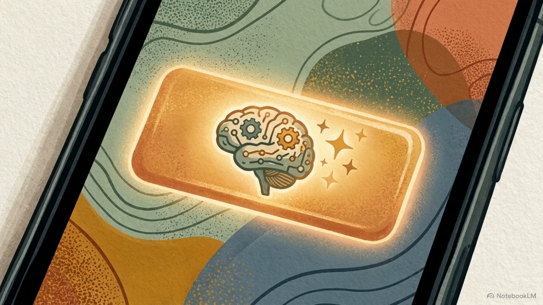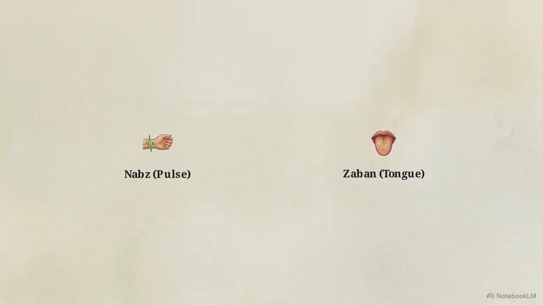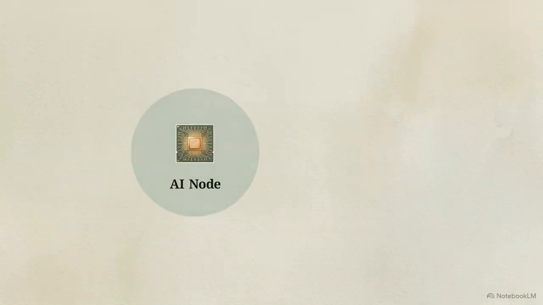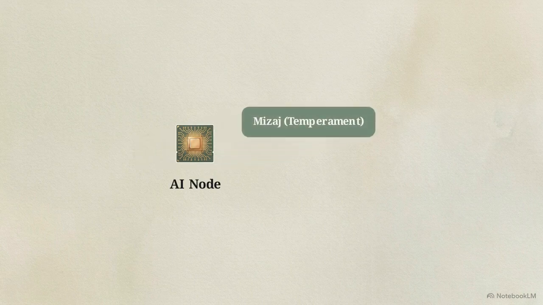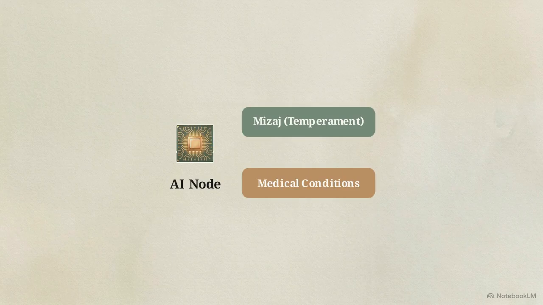This initiates a back-end process powered by TensorFlow and Google Gemini technologies. The specific combination of pulse rate and tongue discoloration is processed through the central AI node. The algorithm evaluates this data to output a suggested disease temperament, or mizaj, along with potential medical conditions.